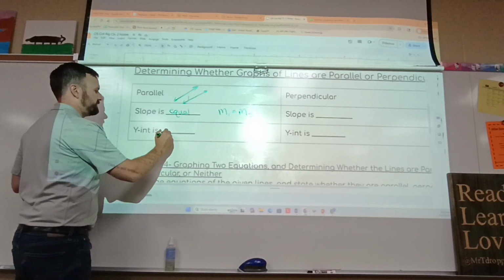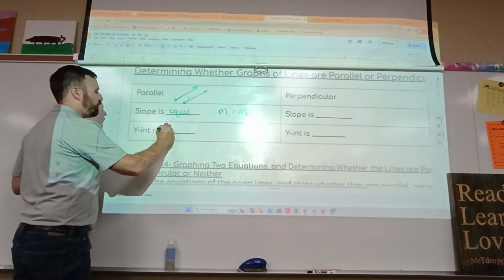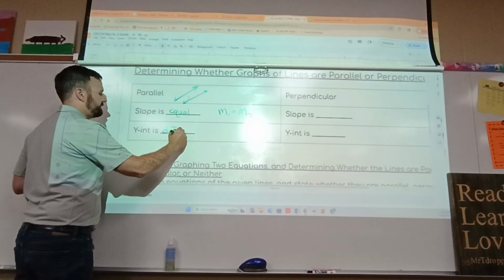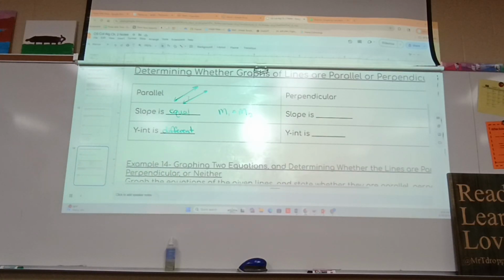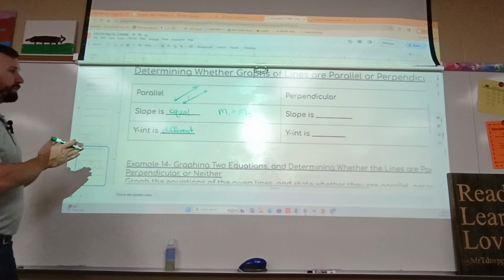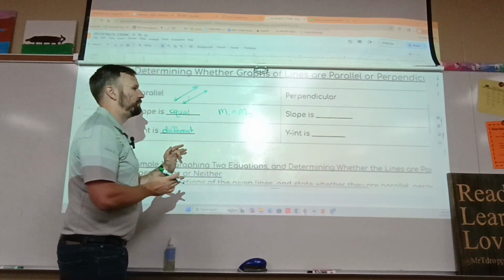I guess I'll do this. The y-intercept does have to be different. I will add that in. Because what happens if their slope is the same and the y-intercept is the same? They are the same line. So technically, if they have the same, they wouldn't be parallel. You're just graphing the same line on top of each other. So that has to be different.